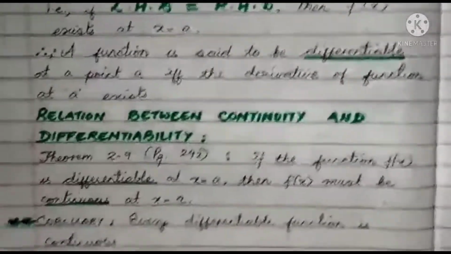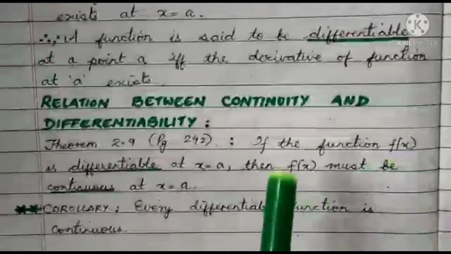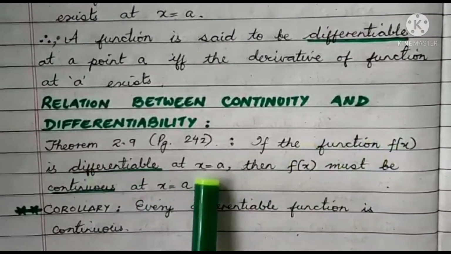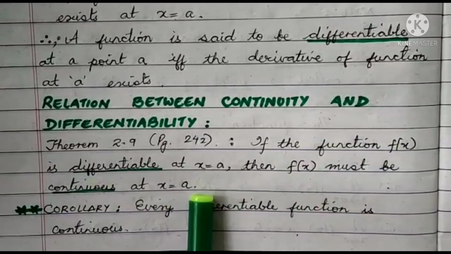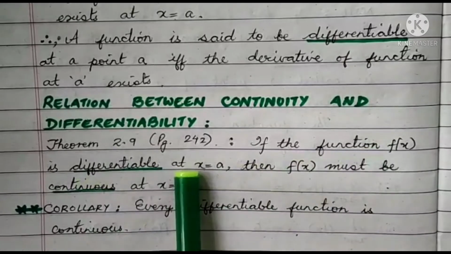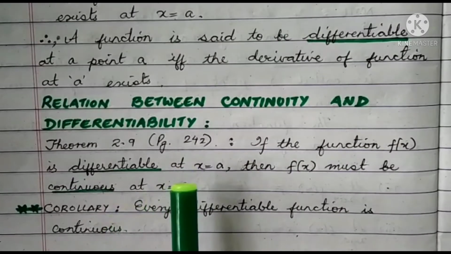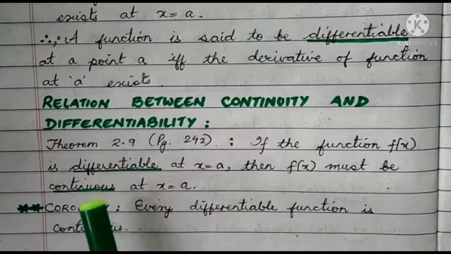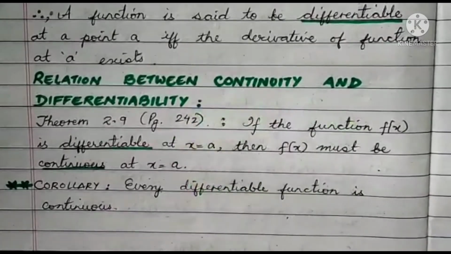Got it? Okay. Now, there is a relation between continuity and differentiability of a function. The relation is that if a function f of x is differentiable at x equal to a, then the function must be continuous at x equal to a. In simple words, we can understand like this. If you get a differentiable function, you automatically understand the function is also continuous. You don't have to check for continuity. If the function is differentiable, it is understood that the function is also continuous. Okay? Why? Because every differentiable function is continuous according to this theorem. Got it? Okay, let us check some examples.